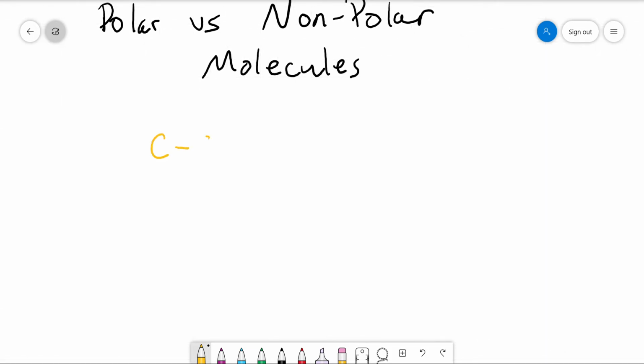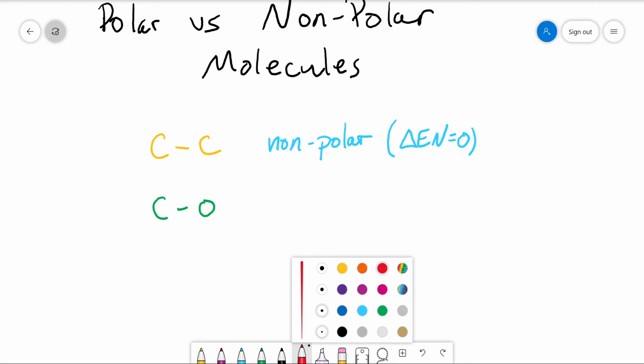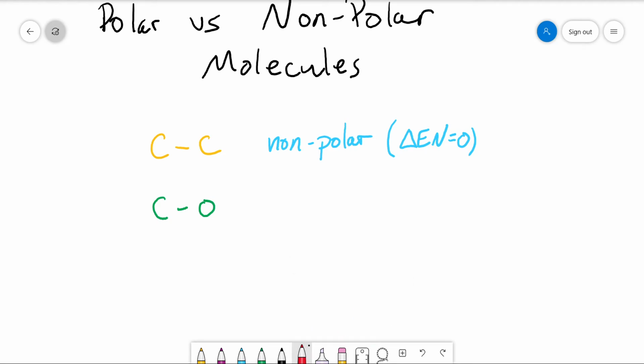If we have a carbon-carbon bond, for instance, those have the same electronegativity, so that is a non-polar bond. And that's because they have the same electronegativity, or delta EN, the difference in electronegativity is equal to 0. Now, if we look at something like a carbon-oxygen bond, we have a difference in electronegativity, and we can label this as partially positive and partially negative.